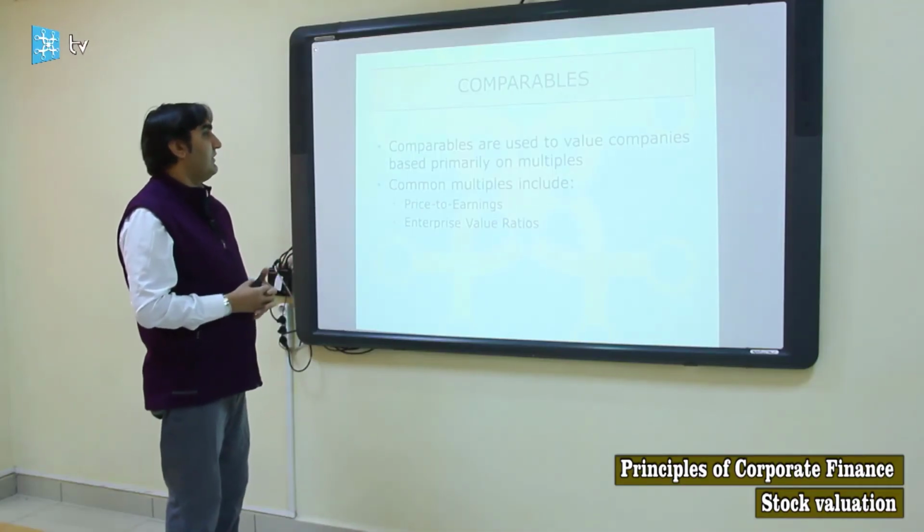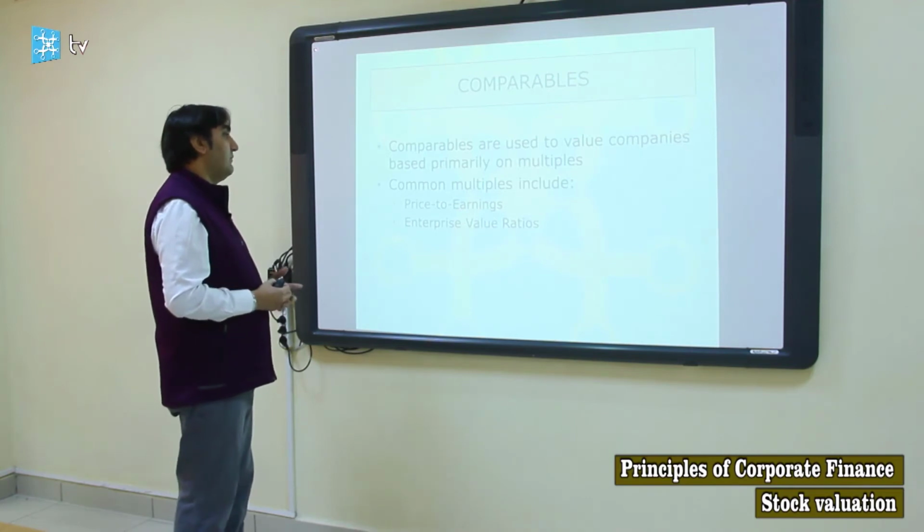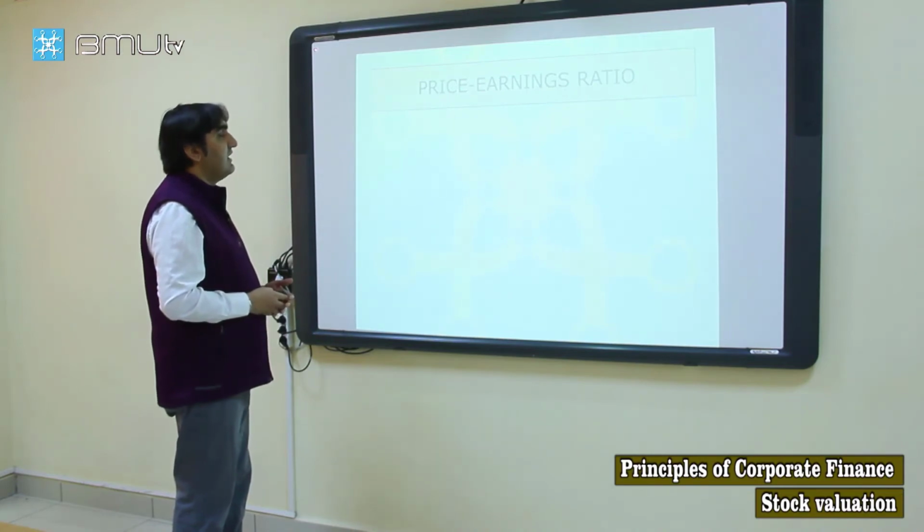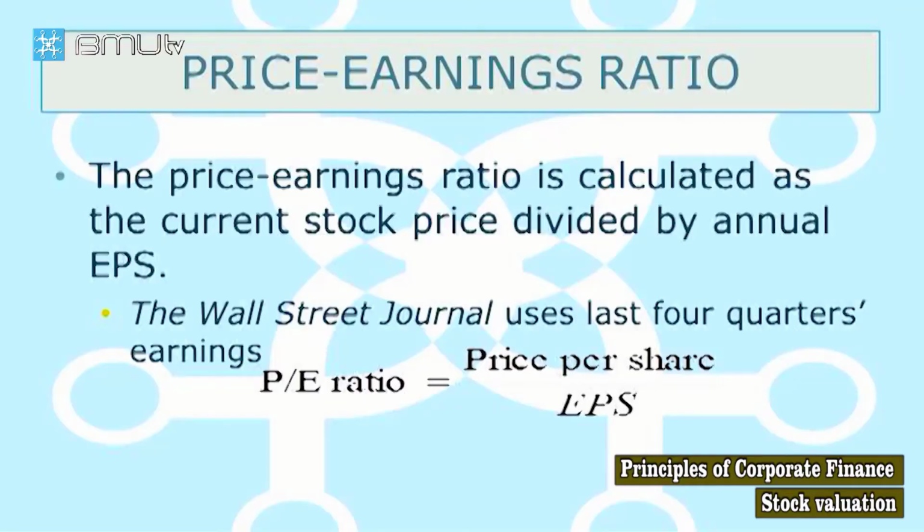Comparables are used to value companies based primarily on multiples. Common multiples include price to earnings and enterprise value ratios. First, about price to earnings ratios. The price earnings ratio is calculated as the current stock price divided by annual earnings per share.